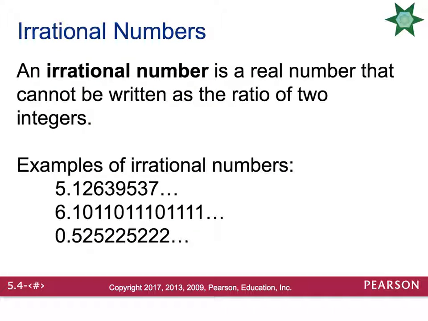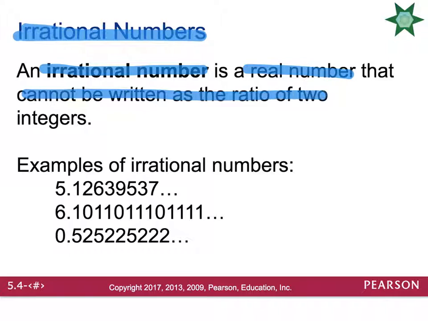Now we're going to talk about irrational numbers. We talked about rational numbers before, which were ratios of integers, fractions of integers. Now an irrational number is a real number, that means it's a number that measures a quantity that cannot be written as a ratio of two integers. So we can't write it as a fraction of two integers.